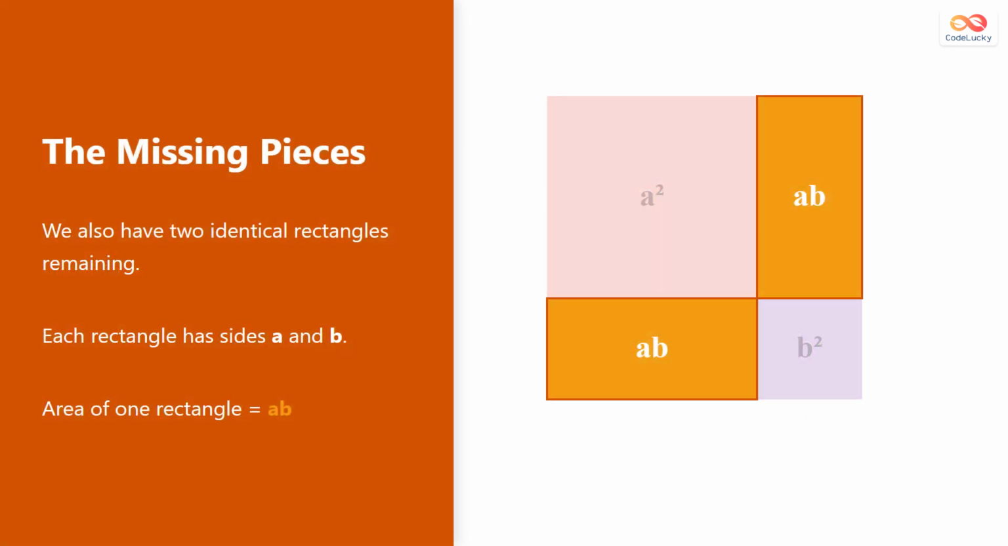But those two squares don't cover the whole area. We have two identical rectangles remaining. Each rectangle has sides of length a and b. Therefore, the area of one rectangle is a times b. Since there are two of them, we have two areas of ab.